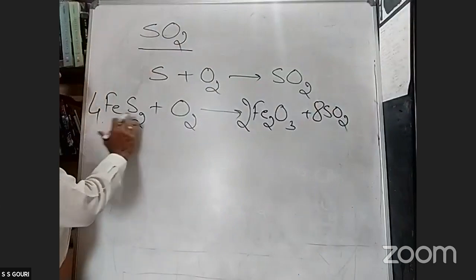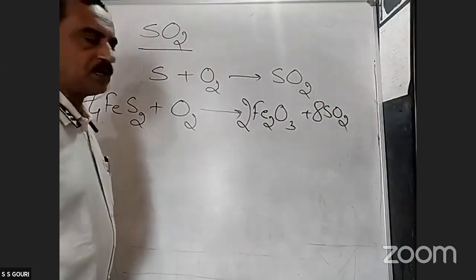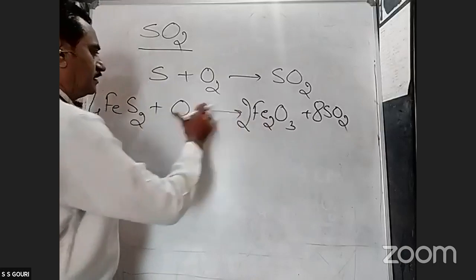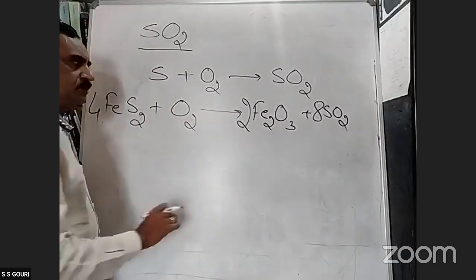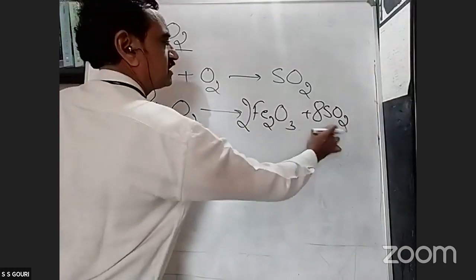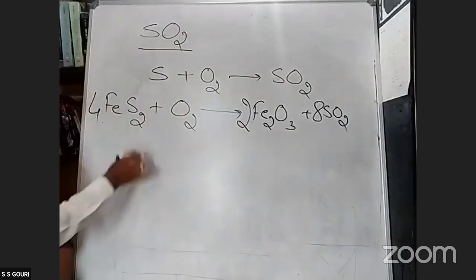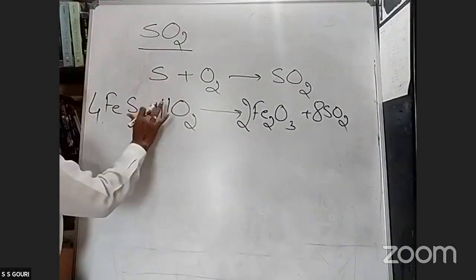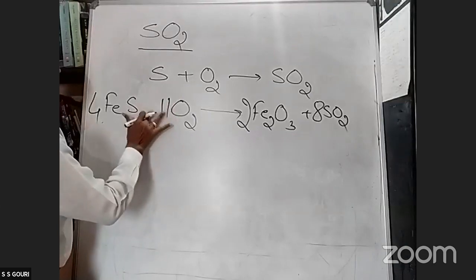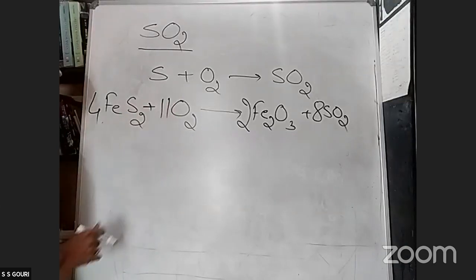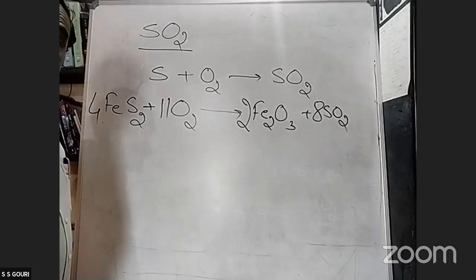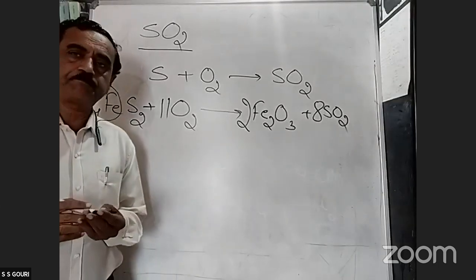So iron and sulfur are balanced. Count the oxygen: 11 O2, and then balance it. Good. 11 O2: 8 to 16, 16 plus 6 is 22. So it must be 11 O2. Okay, so this is how SO2 is produced on a large, industrial scale.